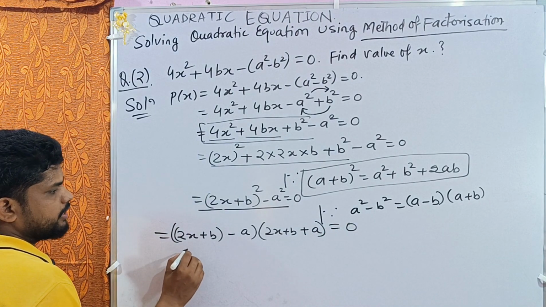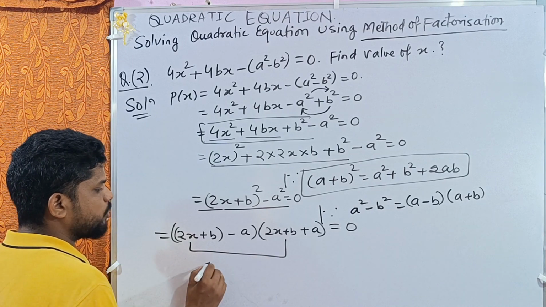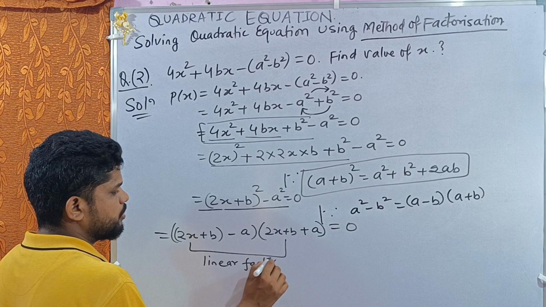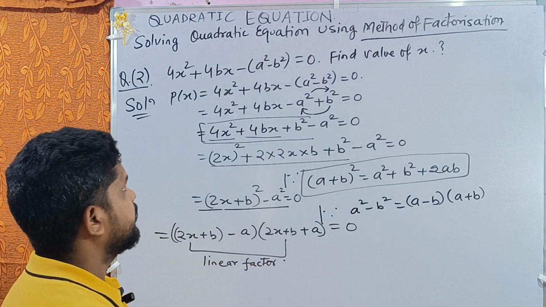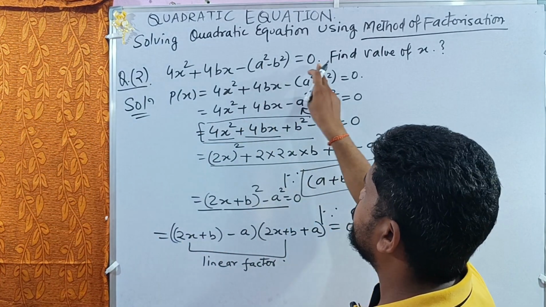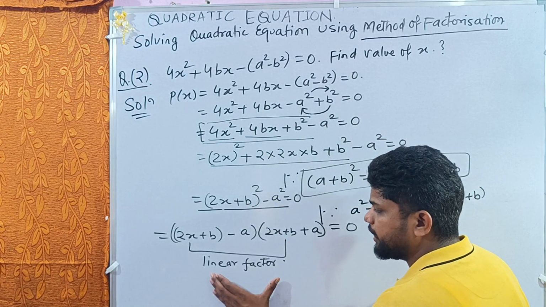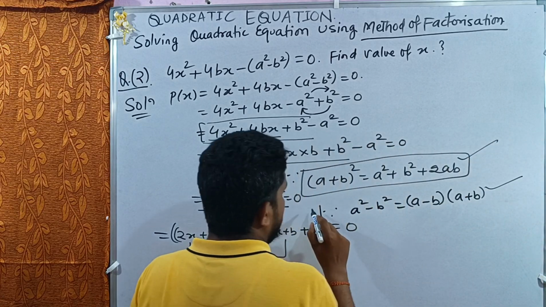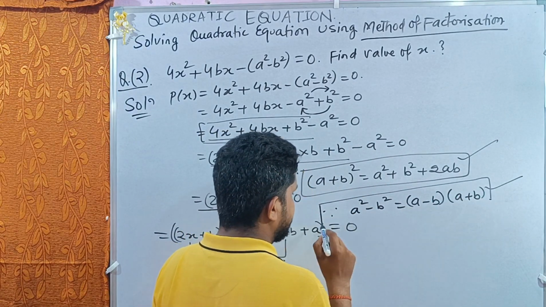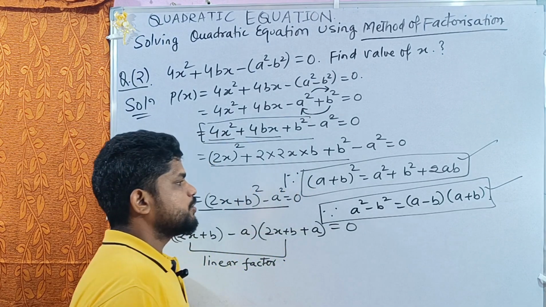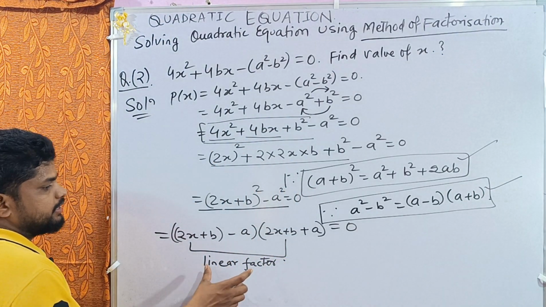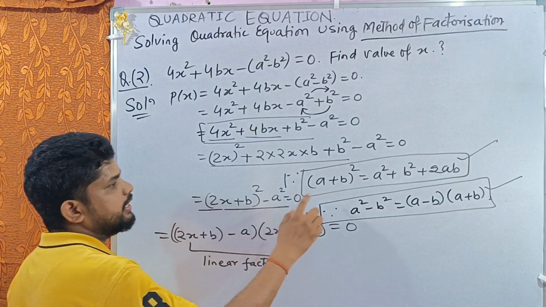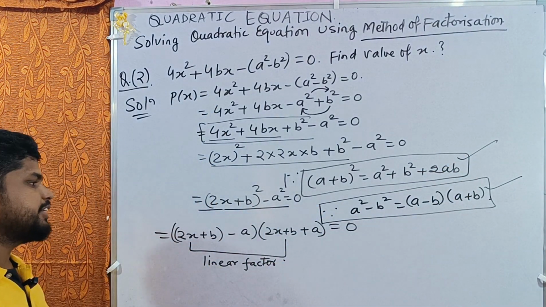Okay, this is called the linear factor. So far we have expressed this quadratic equation as the product of linear factors by using two algebraic identities, and I have written the algebraic identities in the bracket. So we have expressed this quadratic equation as the product of the linear factors by using these two algebraic identities.